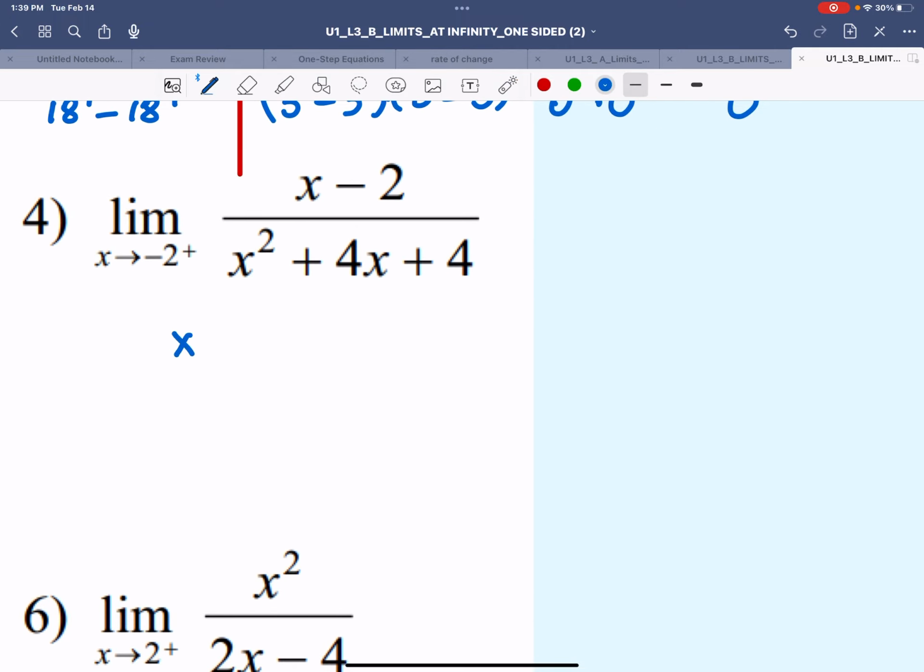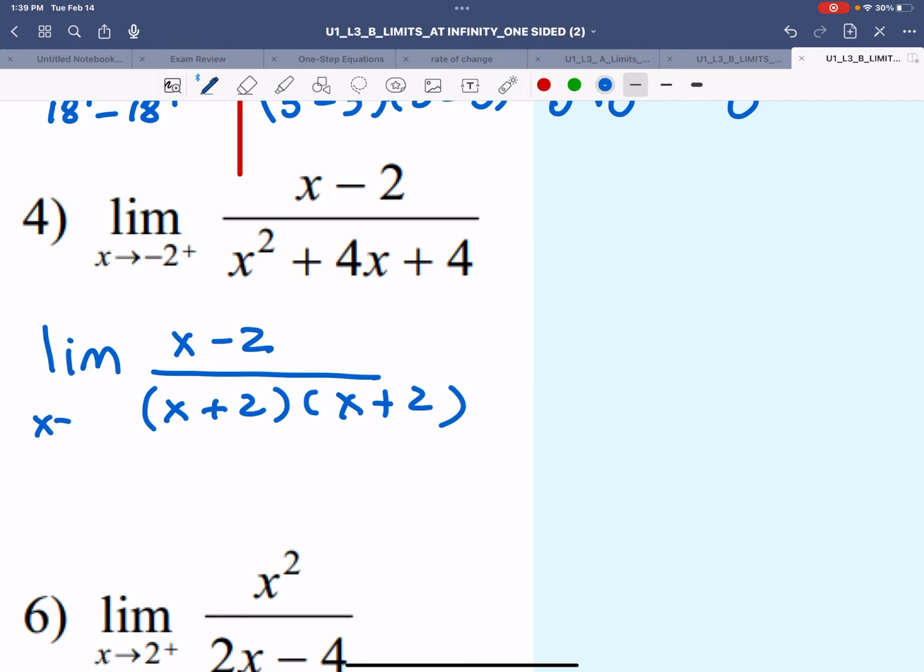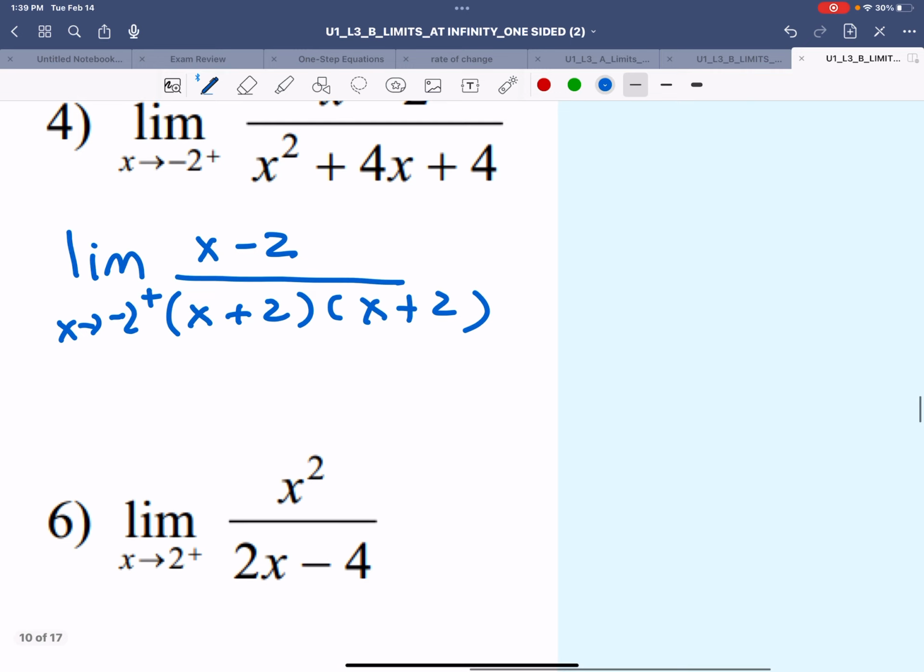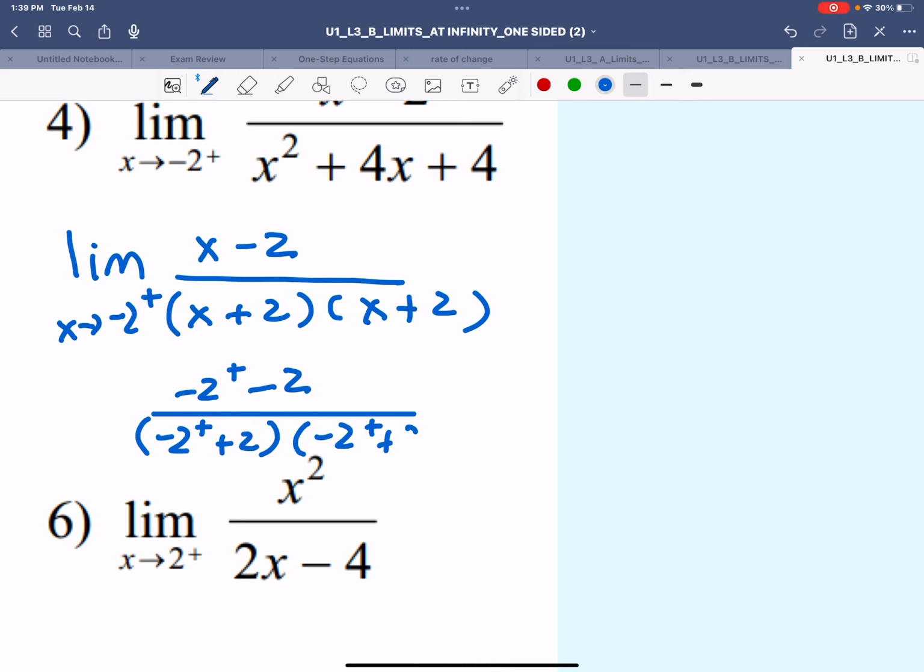So we have x minus 2 here. We'll factor to x plus 2, x plus 2. And that's the limit as x approaches negative 2 from the right. So we'll substitute now negative 2 from the right minus 2. And that will be over negative 2 from the right plus 2, and then negative 2 from the right plus 2. As you can see here, we have about negative 4 in the numerator. We can discuss the sign of it as well, why not?